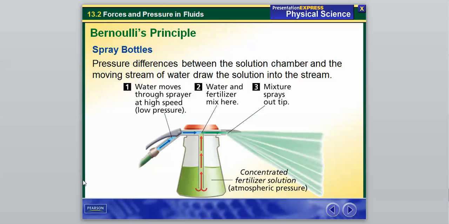And then our last real-life example, which you wouldn't think of, is a spray bottle. Pressure differences between the solution chamber and the moving stream of water draw the solution into the stream. Water moves through the sprayer at a high speed, so therefore it's going to be low pressure. And then the concentrated fertilizer is going to move up there, and the water and fertilizer mix, and the mixture sprays out. Because there's less pressure here, things tend to move from an area of high pressure to low pressure, and that creates, again, something as simple as a spray bottle that works through Bernoulli's principle.